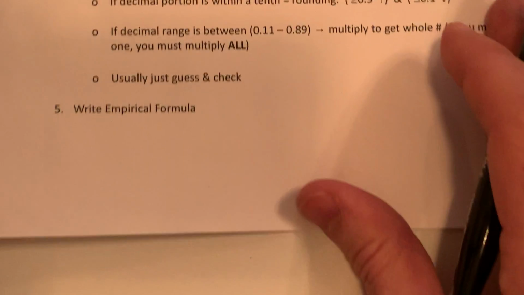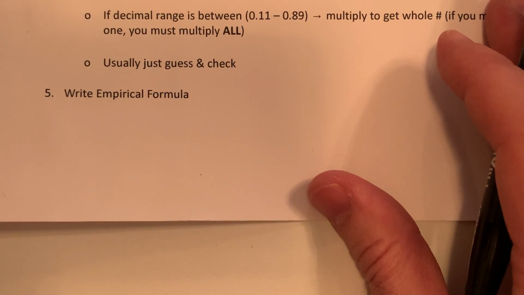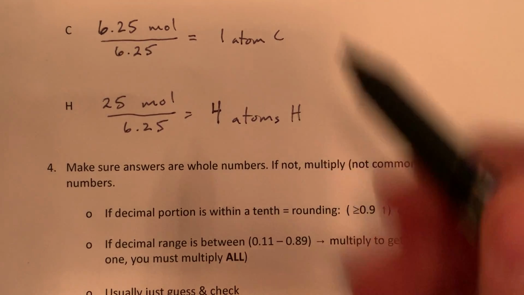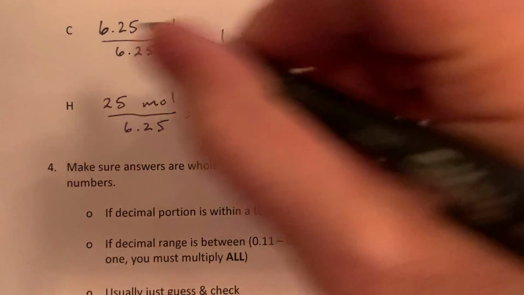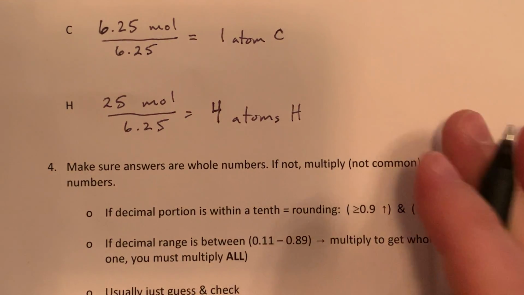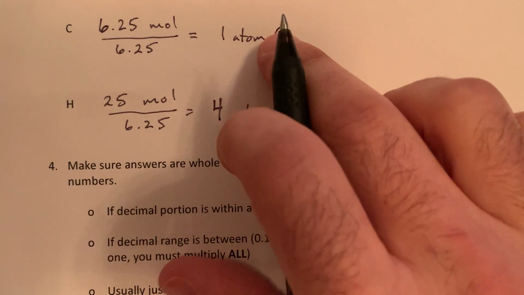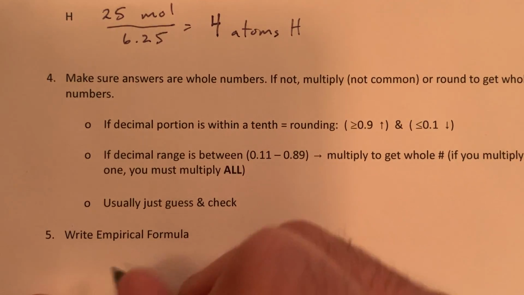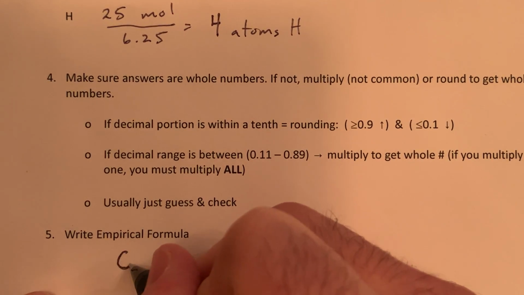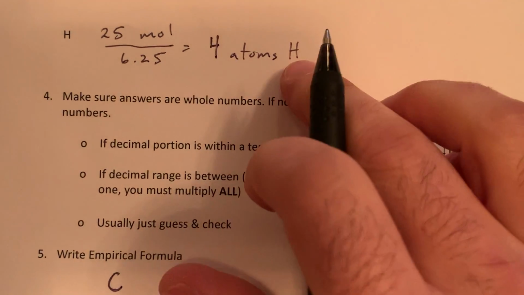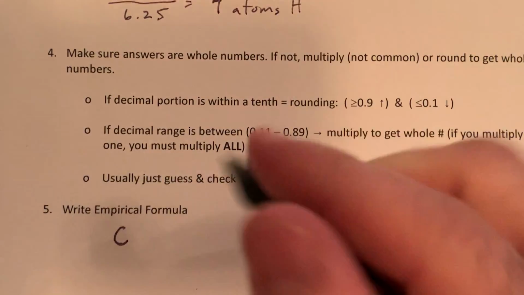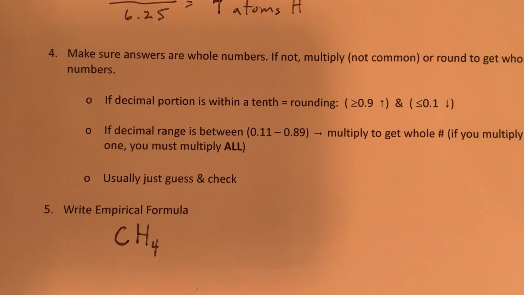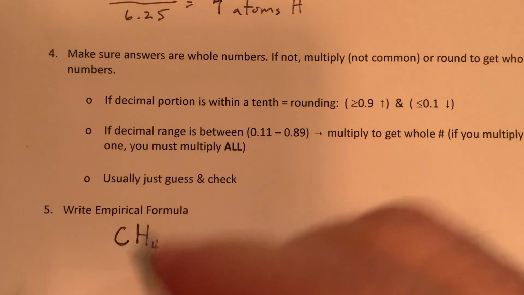All right. Number 5, write the empirical formula. Now, if you have a metal, the metal usually goes first. If you don't have a metal, then you can just do them in any order. Usually the order that I give them to you is fine. Okay, so we've got carbon, we've got 1 of them. So it's just C. You don't put 1s down as subscripts. And we've got 4 atoms of hydrogen. So we put hydrogen, subscript 4. And that's your answer. That's how you do it.